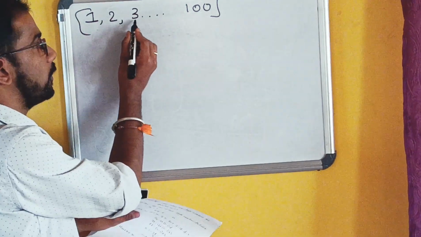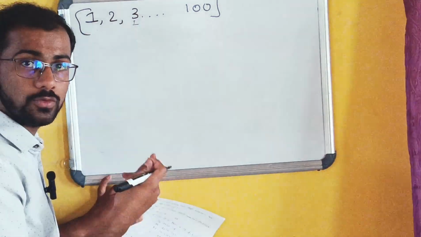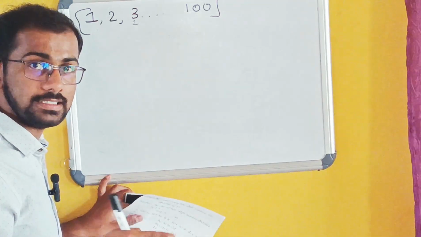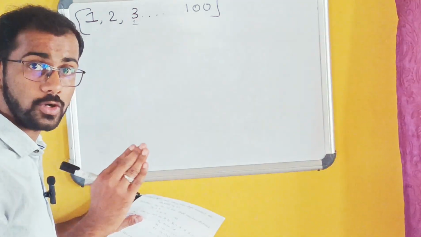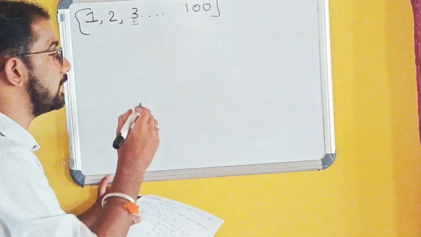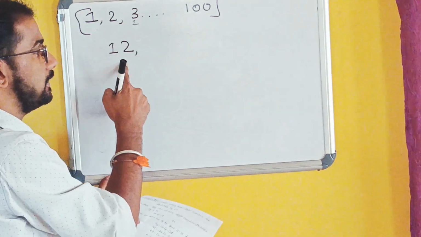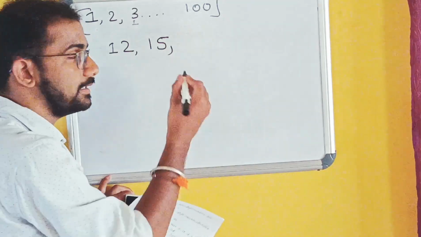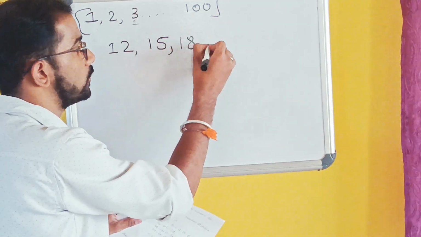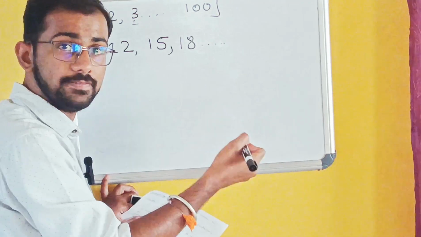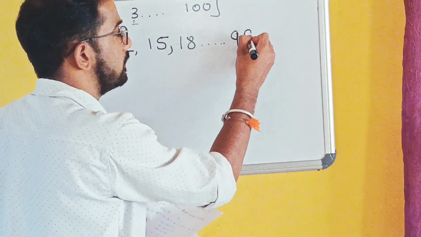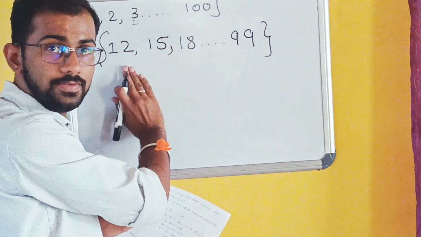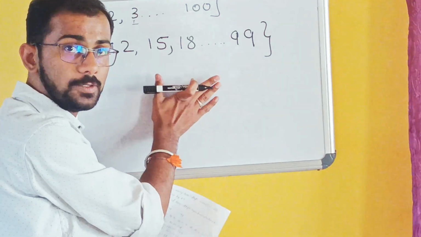Starting from 3: 3 ones are 3, 3 twos are 6, 3 threes are 9, 3 fours are 12. From 12 it will be two digits. 3 fives are 15, 3 sixes are 18, and so on up to 99, which is also divisible by 3, that is 33 times 3. So this is the sequence we get. These numbers are divisible by 3.